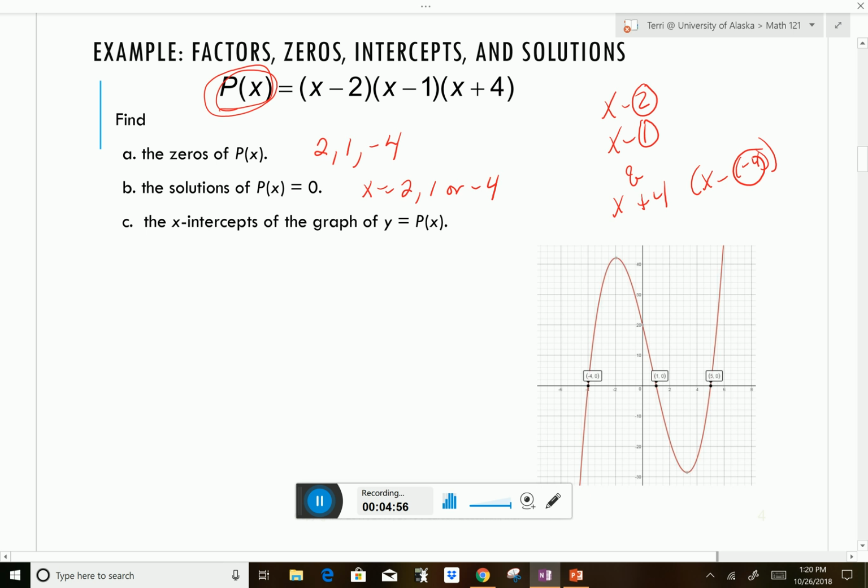The x-intercepts of the graph. Why does it say 5? Because that's the wrong graph. Okay, I think there's a typo. I think that was supposed to say 5. I think we have a typo in our midst, so it's supposed to be 5, because if I look at my graph, it's 5. So let's fix that to 5. Okay. So, negative 4, 1, 5.